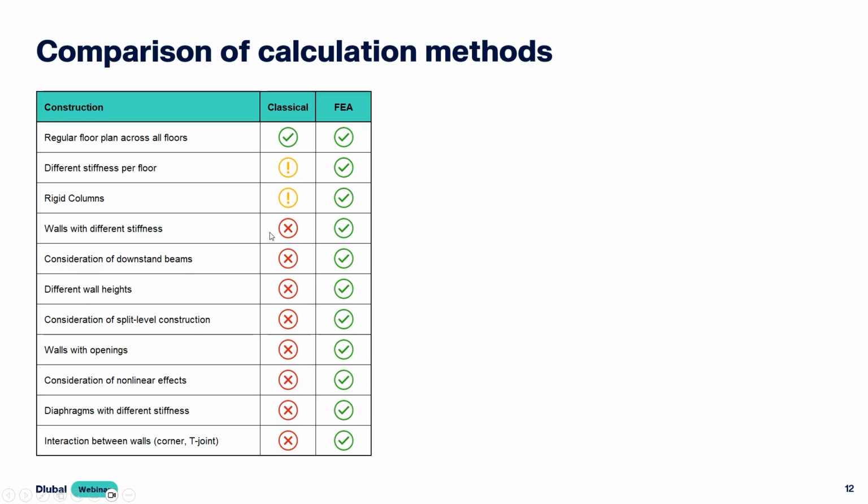Then let's come to walls with different stiffness. This is possible with really much approximation, but I do not recommend it. That's why it's red here and not yellow. Or, for example, consideration of downstand beams. This is not possible in the classical theory. Different wall heights are not so uncommon, and of course this needs to be considered, especially with split level constructions. This can also only be checked in the FEA approach.